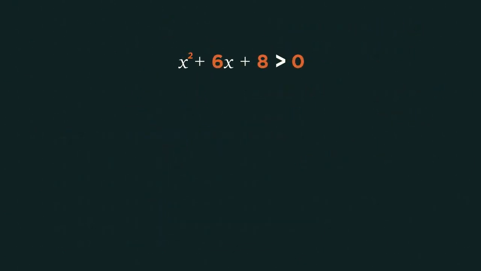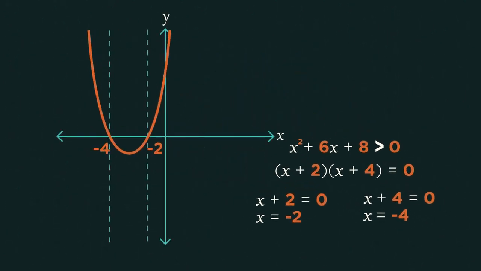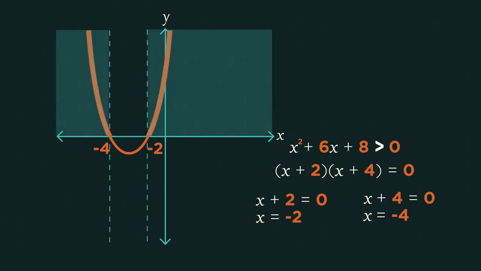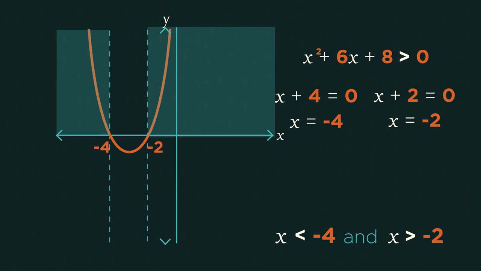Here's another example. Start by solving it. Roughly sketch the quadratic. Now we want where the quadratic is more than 0. So shade where the quadratic is more than 0. This time, because we have two separate regions shaded, this means we have two separate inequality answers. Where x is less than -4 and where x is greater than -2. Because the question was a greater than inequality, that's what our answers are. There's no or equals to involved.